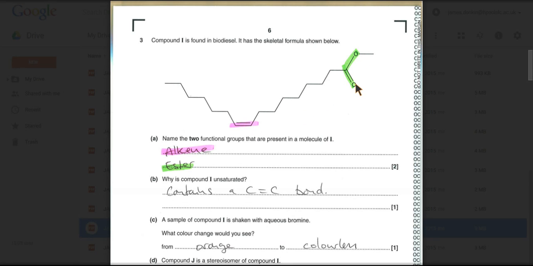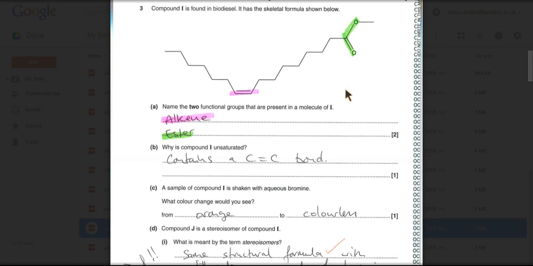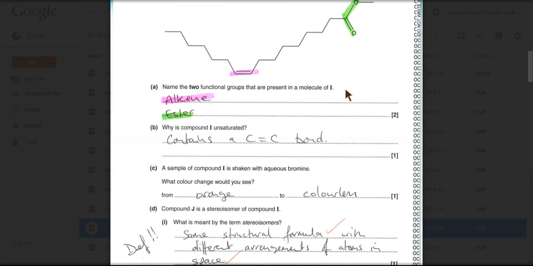Why is compound I classed as an unsaturated molecule? It's because it contains a carbon-carbon double bond. If you shake compound I with aqueous bromine, what colour change would you see? This is obviously going to react with the carbon-carbon double bond, and the bromine will be decolorized. So from orange to colourless.